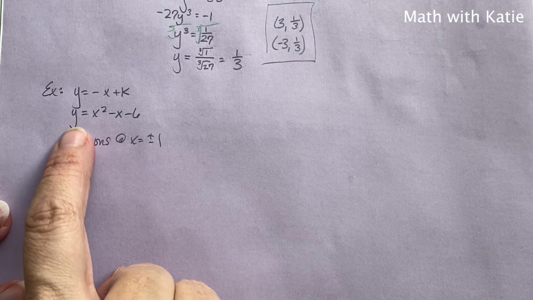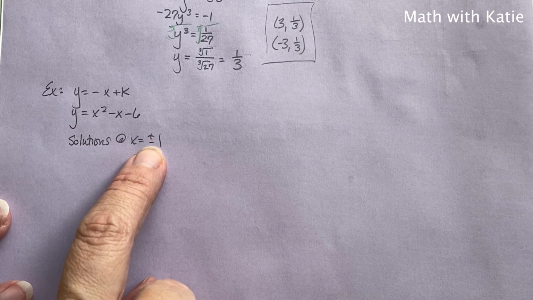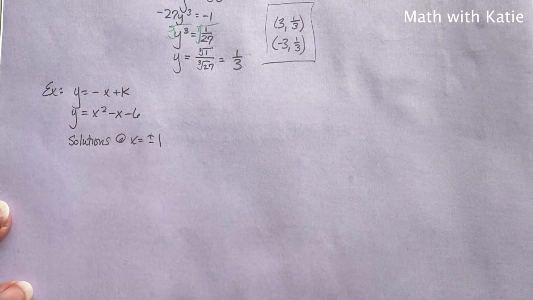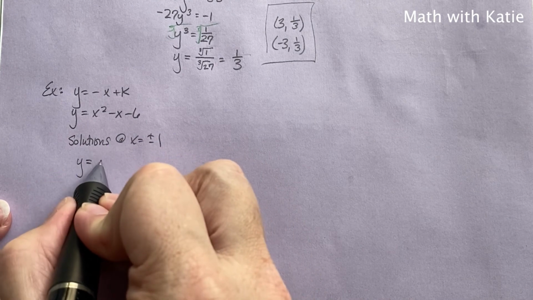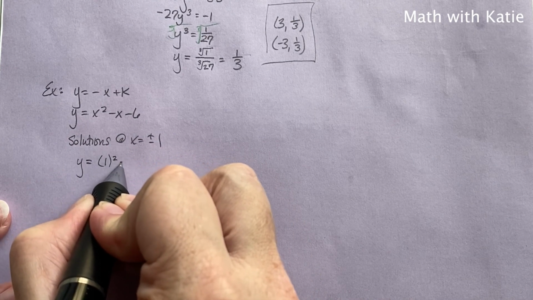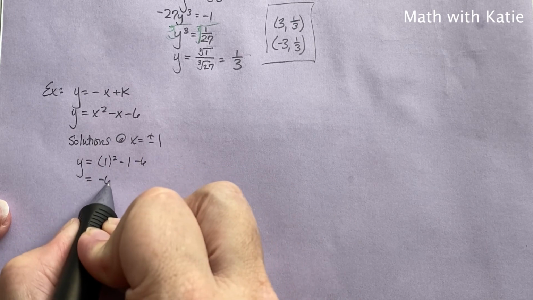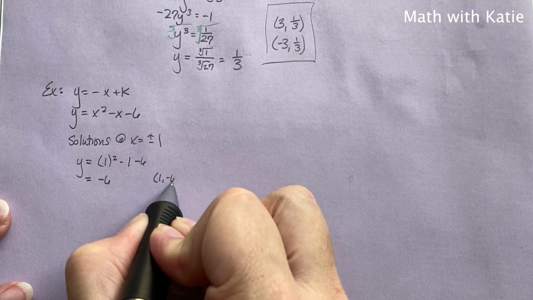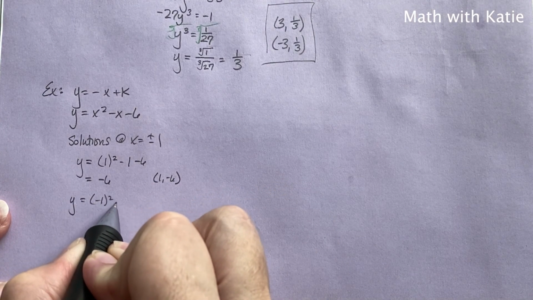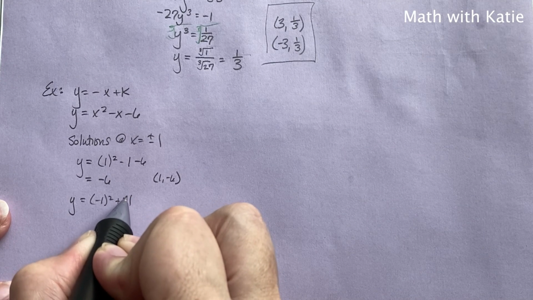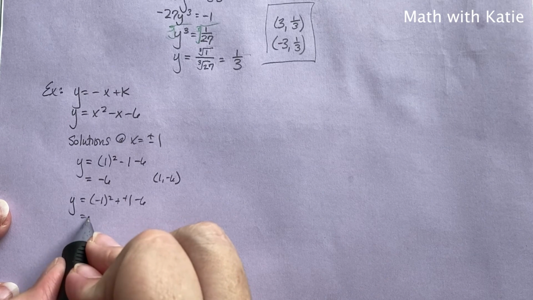So the first thing we're going to do is find out what our y value is when we have a +1 and a -1. We could easily do this in our calculator, but so y equals 1 squared minus 1 minus 6. So -6. And -1 squared minus -1 minus 6. So it'd be 2, so -4.